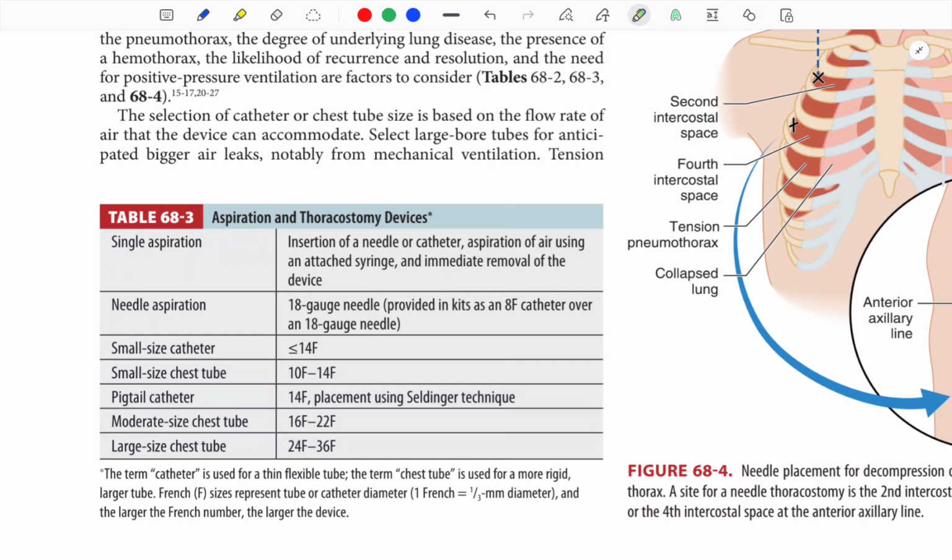The devices we use: if you use a single aspiration, insert a needle or catheter, aspiration of air using an attached syringe, and immediate removal of the device. This is single aspiration. Then there is needle aspiration. Use an 18 gauge needle, and you can place a small size catheter less than 14 French, small size chest tube 10 to 14 French, pigtail of 14 French using Seldinger technique, a moderate size chest tube of 16 to 22 French, and a large tube of 24 to 36 French.